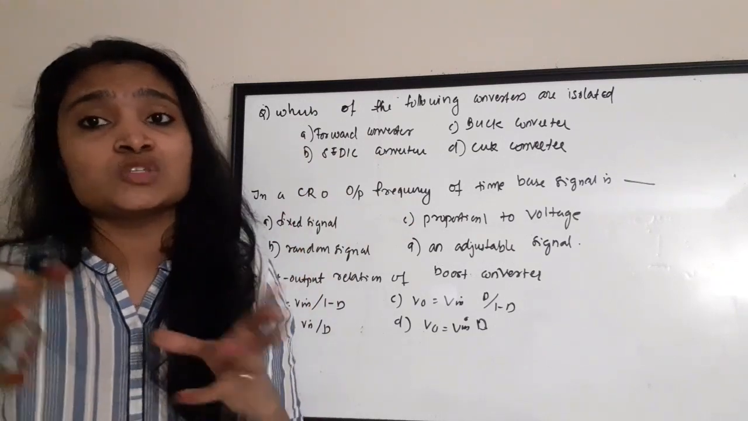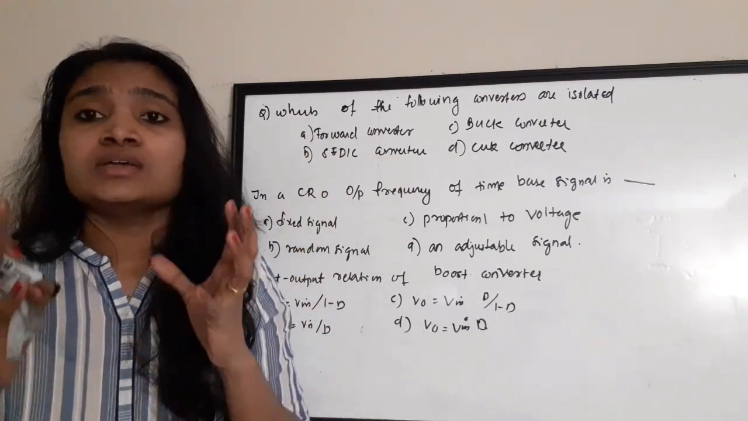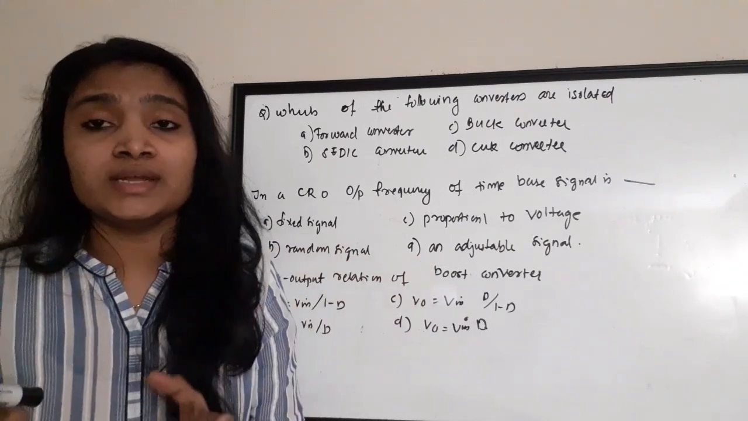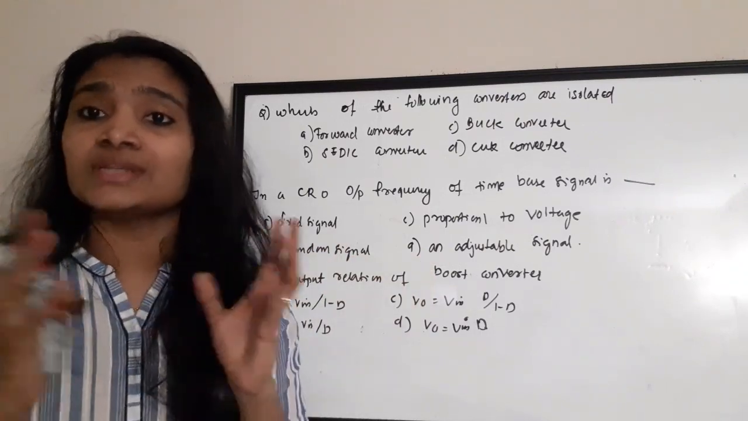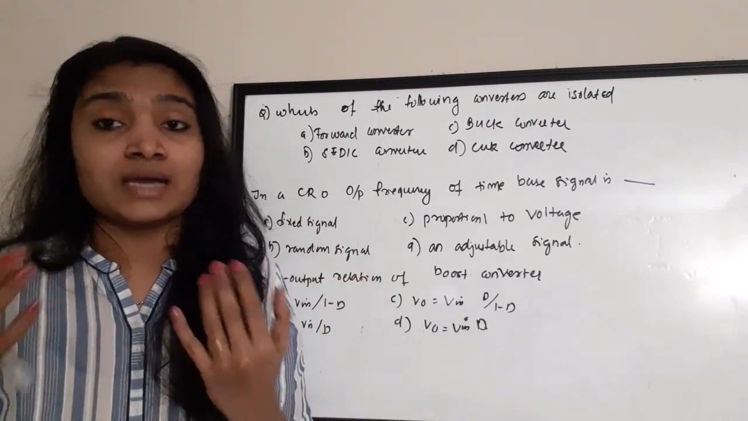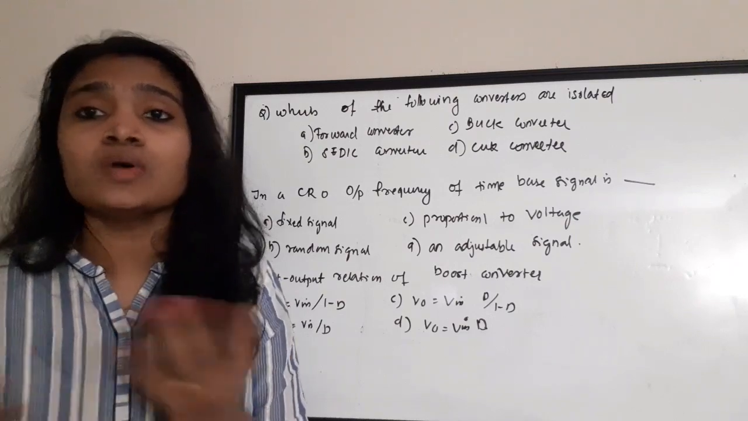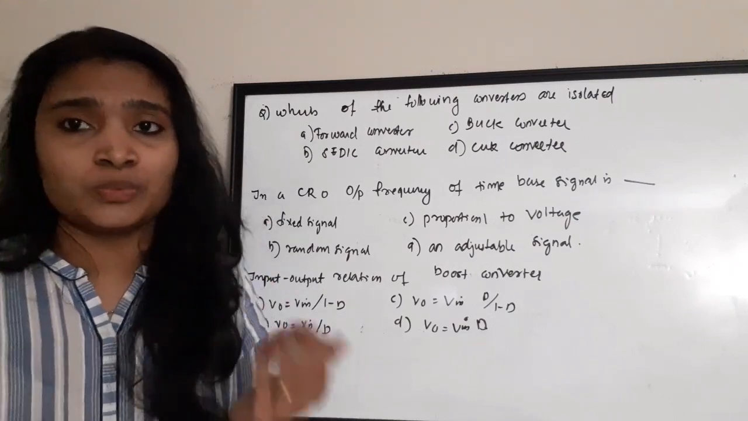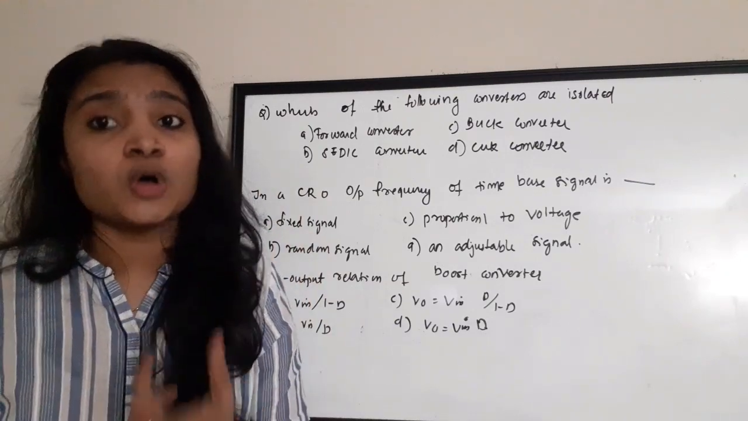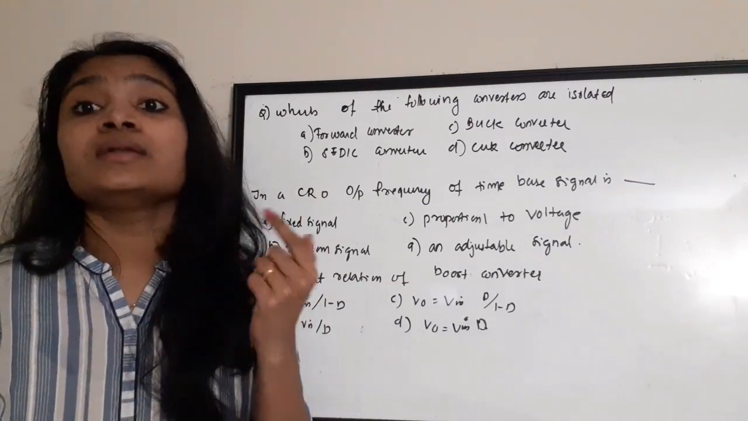Now what is called an isolated converter? In isolated types of converters, the input side is isolated from the output side, both electrically and physically. In this type of isolated converter, there is no current flow from the input side to the output side. That is called isolation, and this isolation is made possible with the help of transformers.